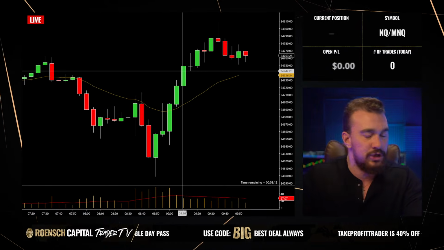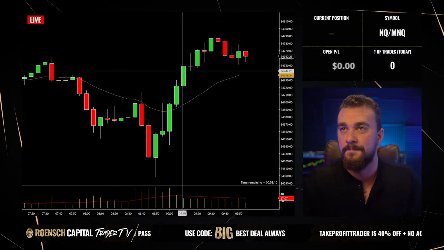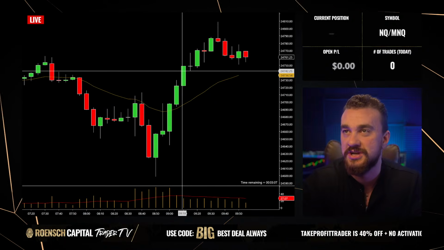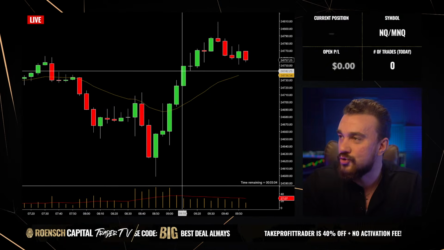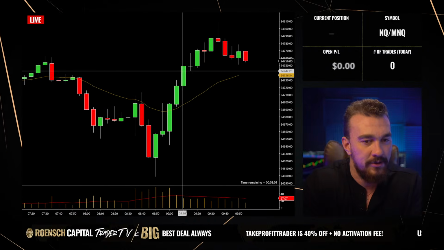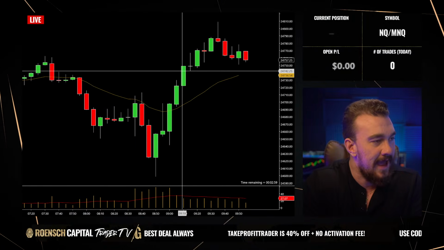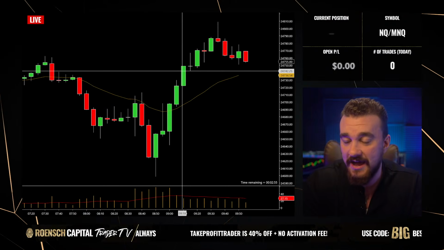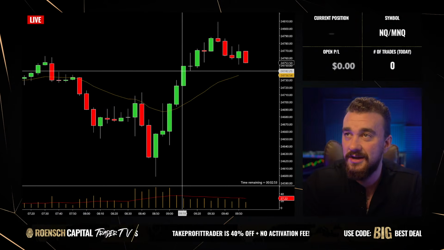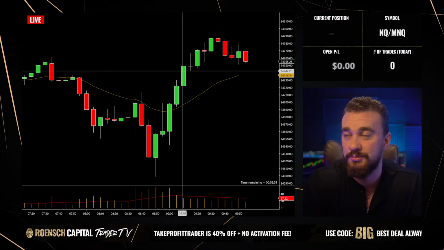We are looking at a 5-minute chart. I am trading the December NQ futures contract. And then I'm copy trading across a whole bunch of prop accounts, Take Profit Trader, and Apex. And depending on the account size, I am mixing minis with micros, as is typical.